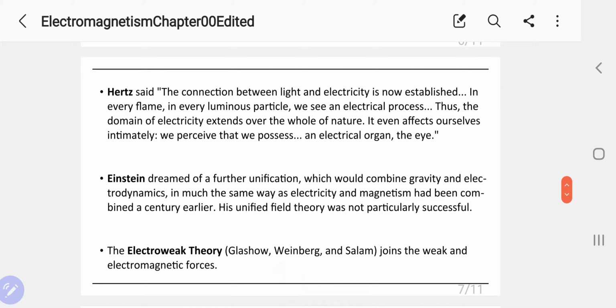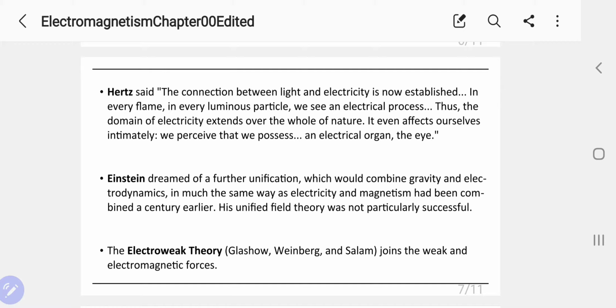Hertz said that a connection between light and electricity is now established. In every flame, in every luminous particle, we see an electrical process. Thus, the domain of electricity extends over the whole of nature. It even affects our selves intimately. We perceive that we possess an electrical organ called the eye.